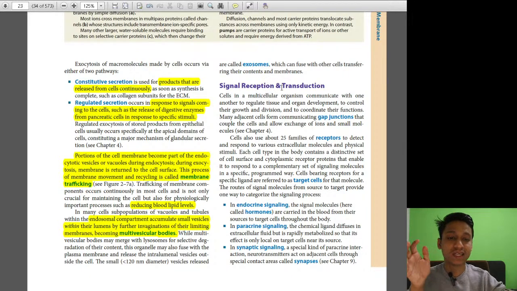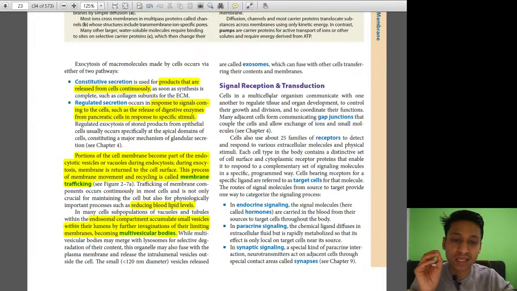Let's now see signal reception and transduction. We saw how the receptors receive a signal from a ligand, from a hormone, and we will just read how this signal reception and transduction takes place. Cells in a multicellular organism communicate with one another to regulate tissue and organ development, to control their growth and division, and to coordinate their functions. Many adjacent cells form communicating gap junctions that couple the cells and allow the exchange of ions and small molecules. So we have a gap junction now, which is so important.